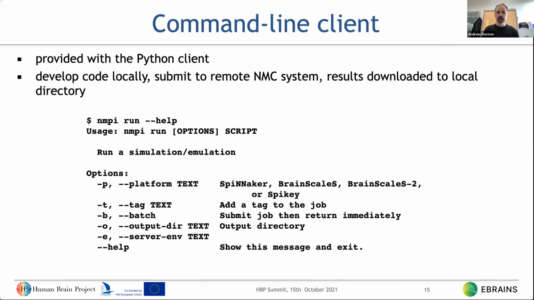This has all been wrapped up as a command line tool as well. So this comes free with the Python client. And this lets you develop on your own laptop at home, or in the office post-COVID, and run things as if they were running locally, but in fact they're being sent over to the job queue system, run on the neuromorphic hardware, and then sent back to you automatically. So if you run NMPI help, you'll get all the options which are available with this command line client.